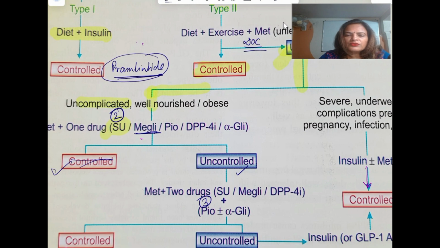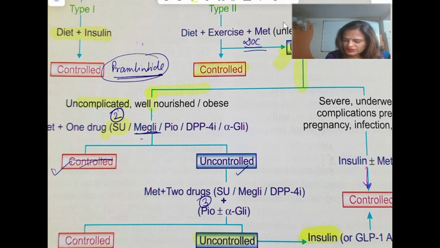If it is controlled, then it is alright. If it is not controlled, then we have to put the patient on insulin. So insulin is to be given along with metformin, plus or minus a sulfonylurea or DPP4 inhibitor or alpha glucosidase inhibitor. Any of these we can add in type 2 diabetes mellitus, and we give the insulin.